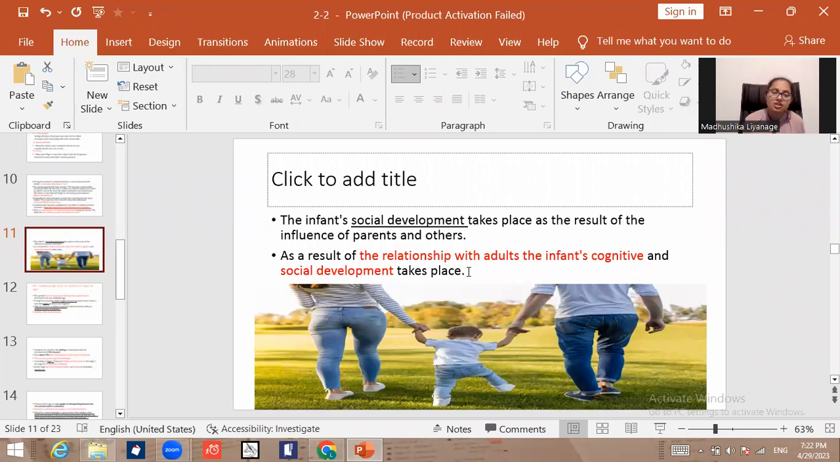What is it? So the infant's social development takes place as a result of the influence of parents and others. As a result of the relationship with adults, the infant's cognitive and social development takes place, right? So that is the thing that you need to understand from this subject. This is educational psychology, right?